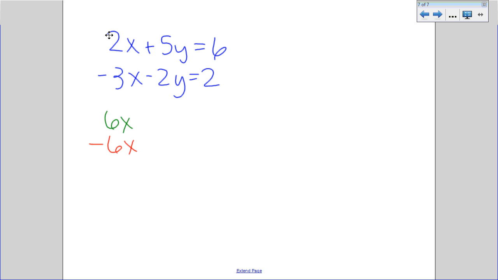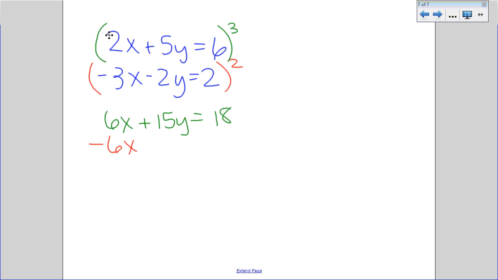What do I have to multiply 2 by to make it 6? So we're going to multiply this entire equation by 3. What do I have to multiply negative 3 by to get negative 6? It's going to be positive 2 because I don't need to change my sign, correct? Positive stayed positive, negative stayed negative. So, 3 times 2x is 6x. We knew that. What's 3 times 5? 15. And 3 times 6 is 18.